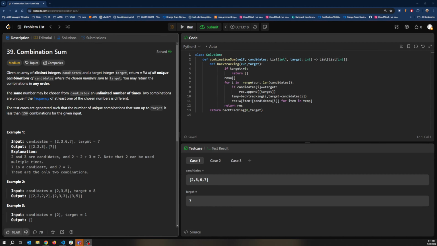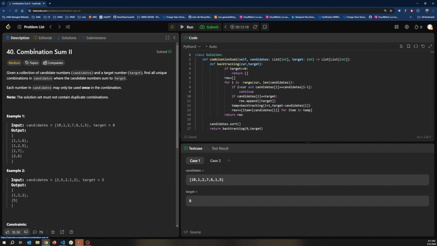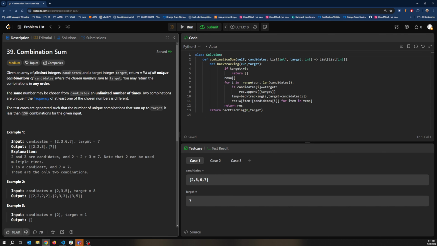Hi, I would like to talk about question number 39, Combination Sum, as well as question number 40, Combination Sum 2. I have a couple of other videos regarding both of these questions, but here at a high level, I'm going to go through the best, or fastest, way I found, how the logic works at a high level, and go through the algorithm.